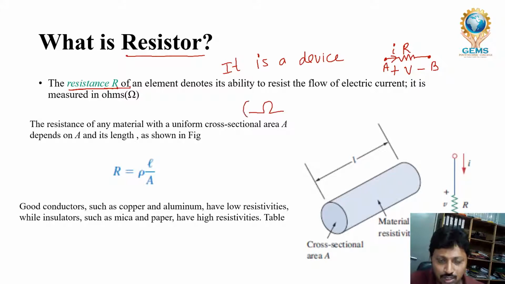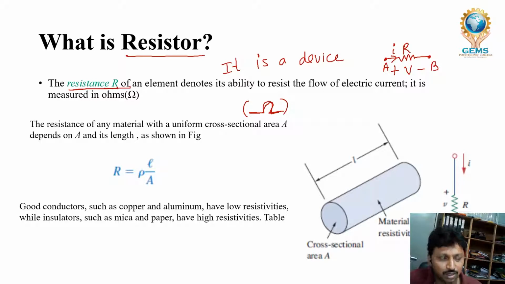This is a scientist's name. They have given the scientist's name, ohm, as the unit of resistance. You see that any material has some resistance, right? Any material you take, it has some resistance. Even our body has resistance. Every material's resistance is not the same. It varies from material to material.